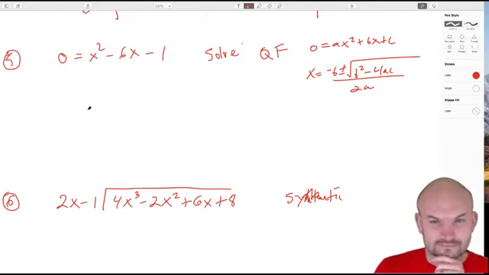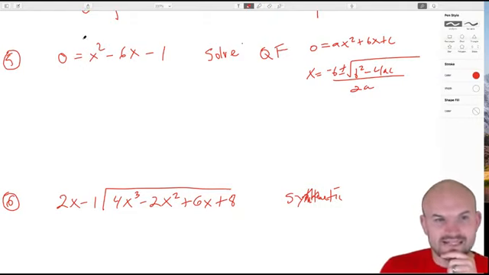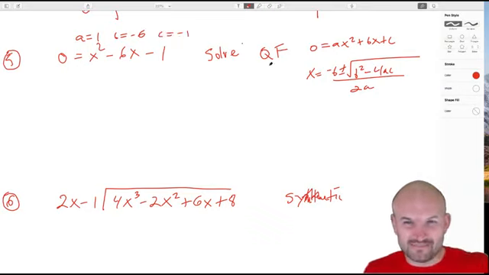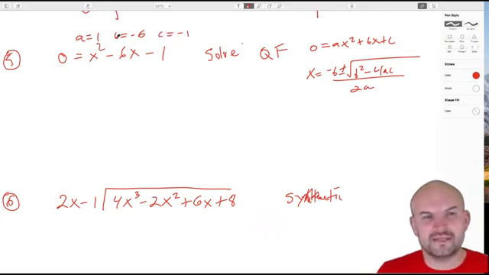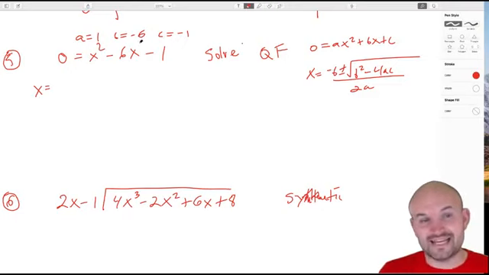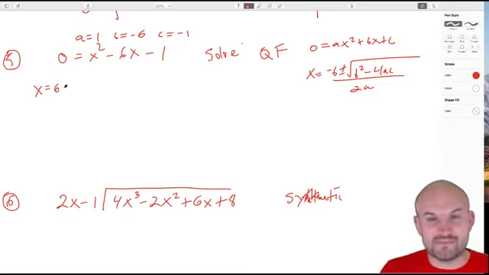Typically when I'm first doing this, I like to label my a, b, and c. It just makes it a little bit easier for me to plug them into the formula. Then also you don't really make that mistake later on. So let's go ahead and just plug them in. It's opposite of b. So if b is -6, that means b here is going to be +6.